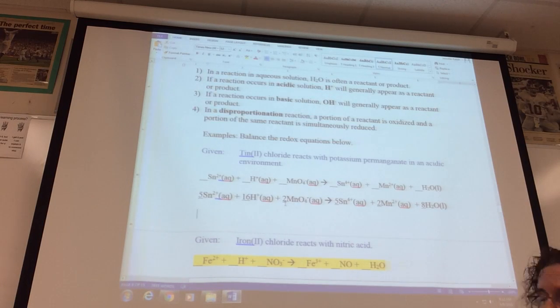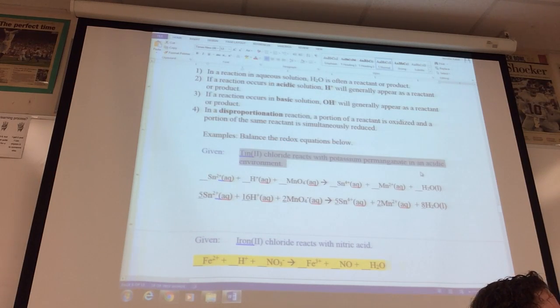Years ago, all they would give you was this: tin 2 chloride reacts with potassium permanganate in an acidic environment. And trying to predict the products is like no other type of reaction you've ever seen. I think College Board recognized that this was a ridiculous task, and so all you have to be able to do here is balance the equation. And for your lab, you'll have a redox reaction. I'll give you the reaction today. It has to be balanced before you can do the lab, or you won't know the mole ratio.